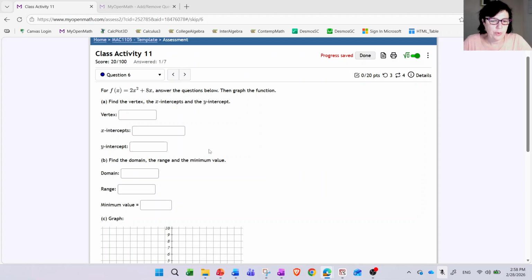Okay, in this video, we are going to also find the vertex, but this time also the intercepts and the domain and range of a quadratic function. And we are going to graph it at the end. All right, let's first find the vertex.